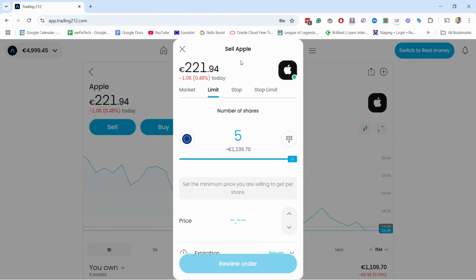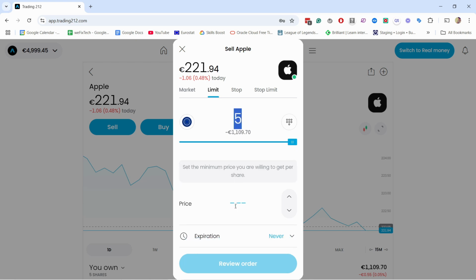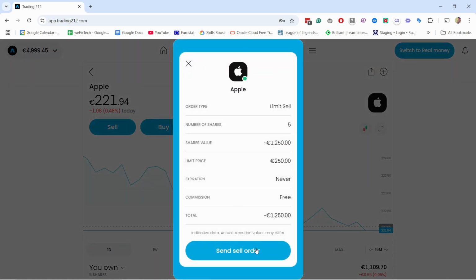If I'm selling this Apple stock and I want to have a limit order, then I can again select the amount of shares I want to sell. I have 5 right now, so I can sell all of them. And from here, I can choose the price. Again, set the minimum price you're willing to get per share. So that means we need to set the price above this price. So let's say once it hits 250, I want to just take it out because I'm happy with my profits. And then it will execute this order. So then I could just send the sell order by clicking on this button. But again, it's not going to get executed until we reach that price of 250.